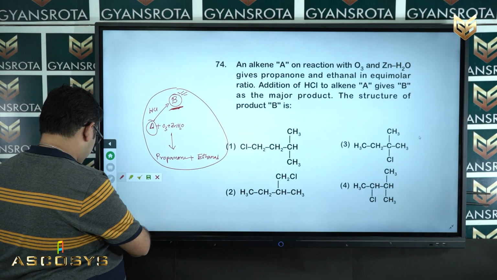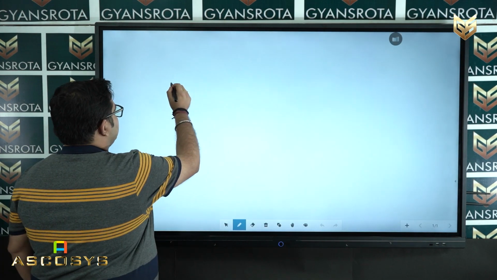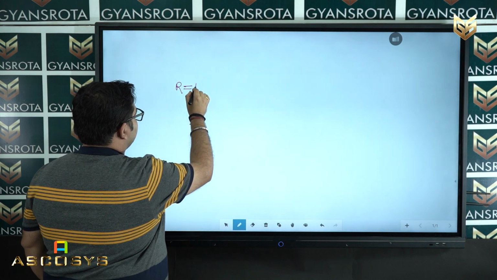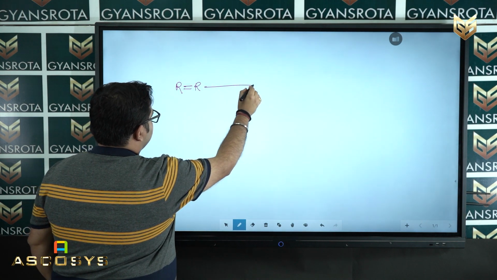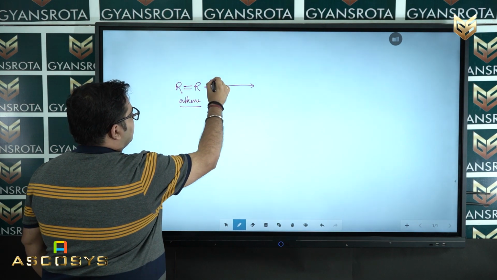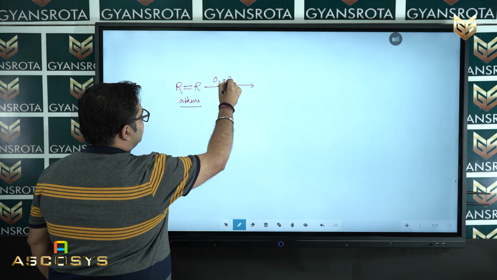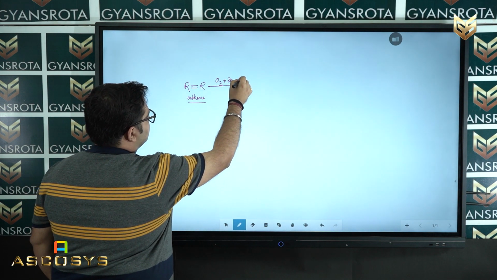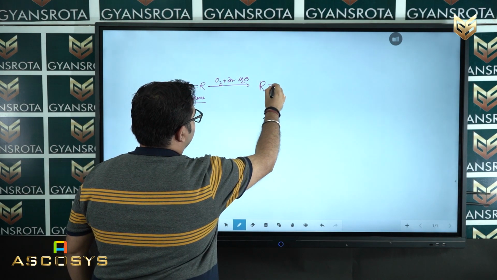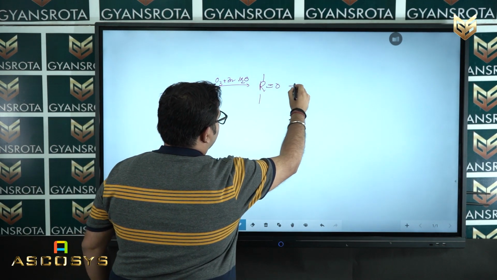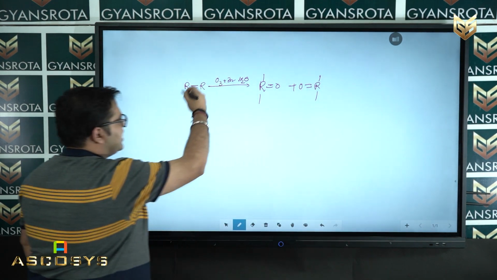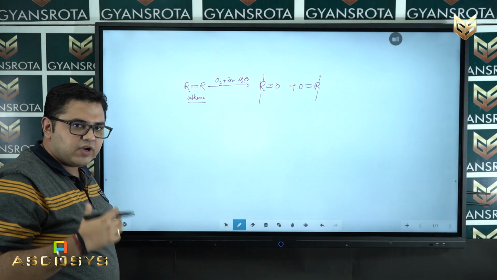So, I am just going to open a new slide here. So, I am giving a general form. Okay. If this is my reaction, means this is my alkene, when I am putting O3 plus Zn/H2O, we get R double bond O plus O double bond R. So, this is the general trend of how ozonolysis will follow.